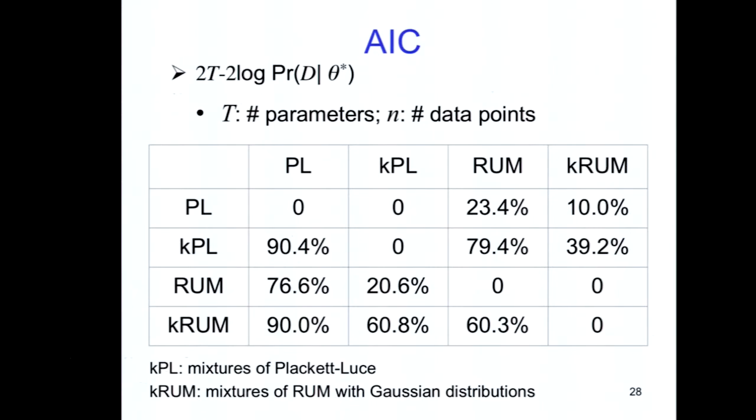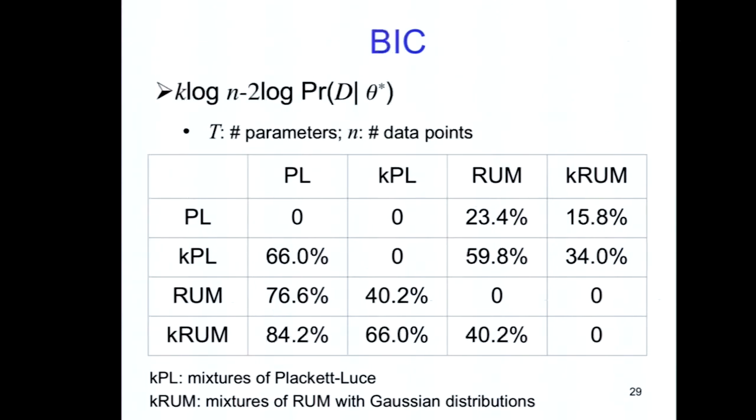But basically, if you just quickly look at it, KRUM, mixtures of random utility models with Gaussian distributions, is pretty much dominating everything else. That's our conclusion for AIC. And for BIC, very similar. KRUM is dominating Plackett-Luce and K-Plackett-Luce. It doesn't seem to be dominating RUM itself, but at 40% of the time it's better than a single RUM, and it's different. For the rest of the time, about 60%, a single RUM works best among the class of KRUMs. Okay, that's some evidence about model fitting.